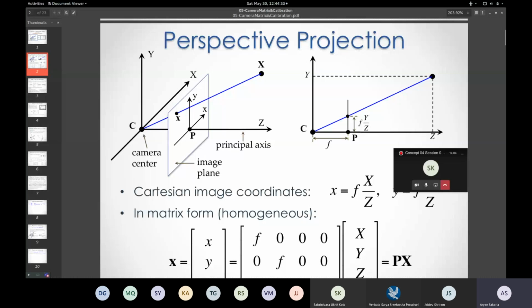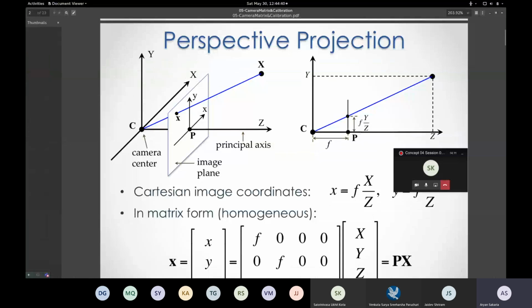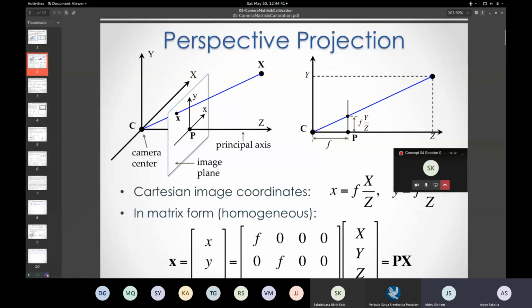Guys, can you see my cursor? Can you see my cursor? No. All right, you see the C point here, right? The camera center? Yeah, the camera center.